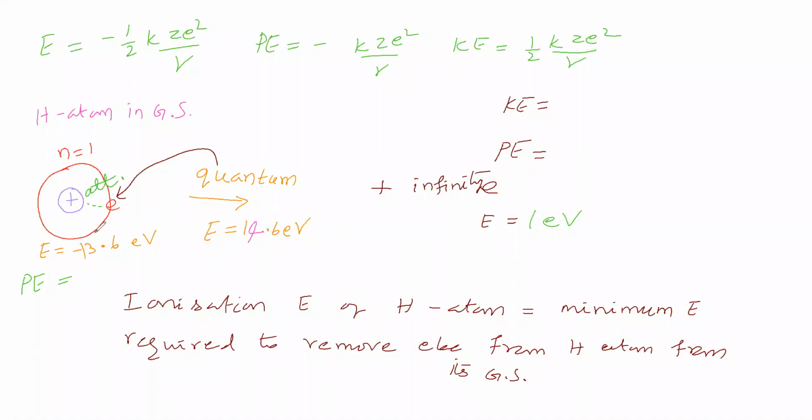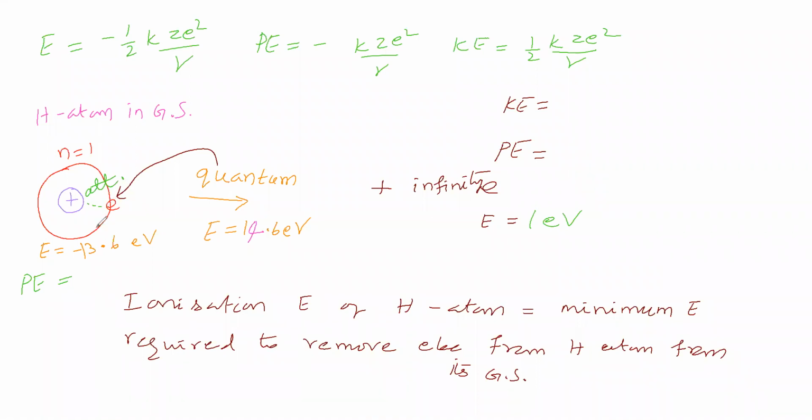Now substitute this energy, minus 13.6 electron volt, here. Then can you get the potential energy? Here the energy is 1 by 2 minus k z e square by r, and potential energy is equal to minus k z e square by r. Substitute this energy here and you will get the potential energy. So what is the potential energy of this electron?